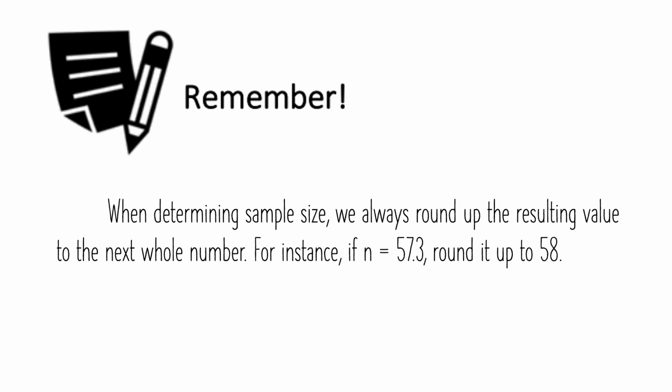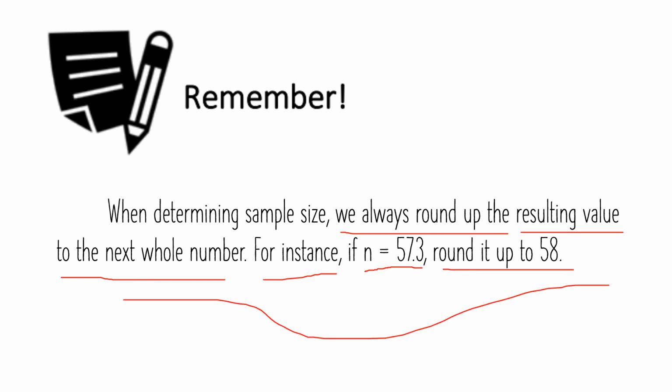Remember, when determining sample size, we always round up the resulting value to the next whole number. For instance, if n is 57.3, round it up to 58. So we need to take note of this. We should remember that when determining sample size, we always round up the resulting value to the next whole number.